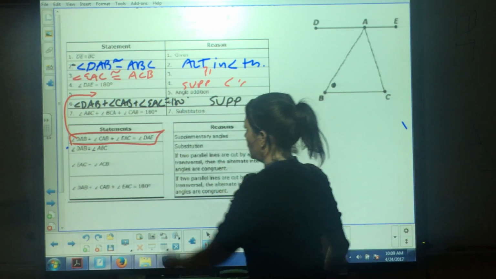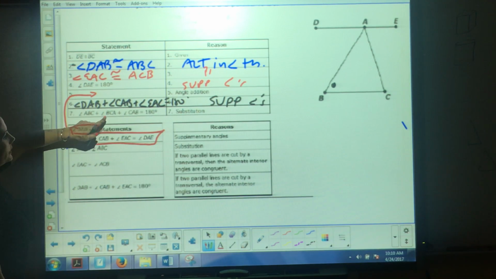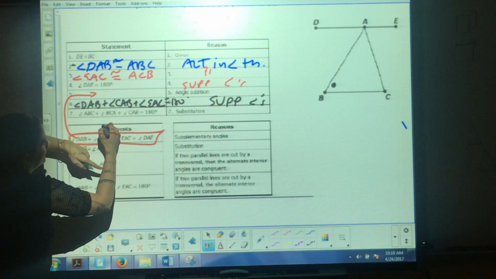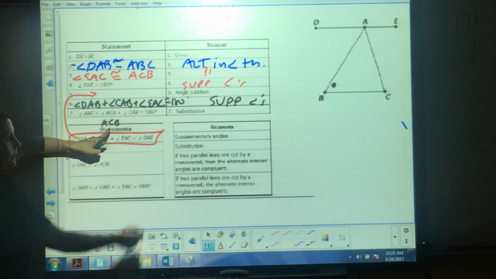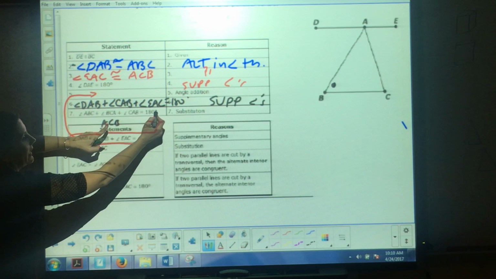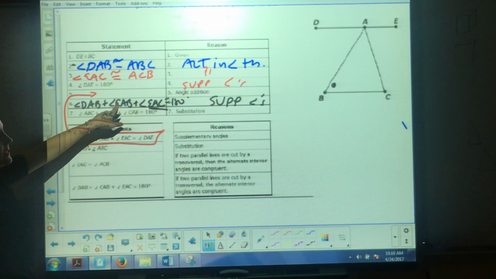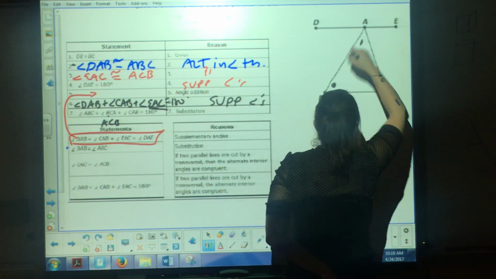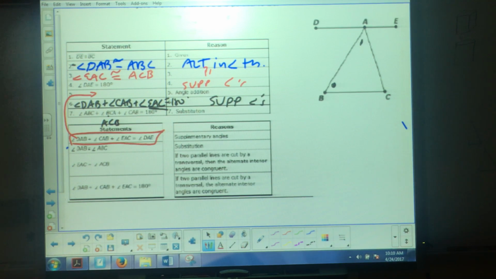Then that's done, plus BCA, and now this is a little trickier. BCA is the same thing as ACB. Look at what they did here. They switched the order, but notice C is still the vertex, so we're good. Where we had EAC, they put this, substitution. And then of course CAB, which is this one, stays the same. Do you guys have any questions on this?